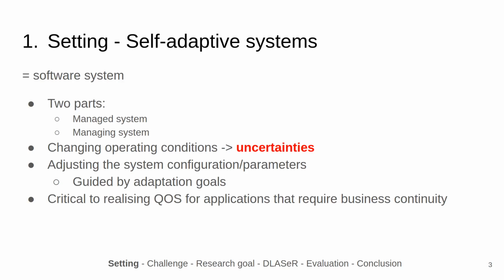So self-adaptive systems are deployed in uncertain environments, meaning that they should work under changing operating conditions. These uncertainties are highlighted in red, meaning that we need to cope with this as a challenge. Adaptation options or means to adapt the self-adaptive system are certain configurations or parameters of the managed system, and adaptation itself is guided by the adaptation goals. We apply adaptation to realize some certain quality of service for applications that require business continuity.